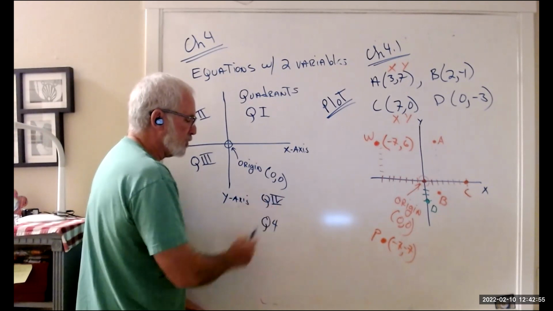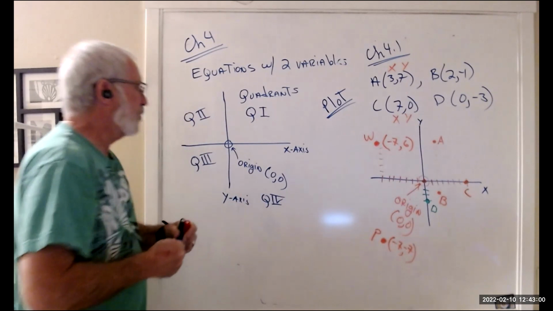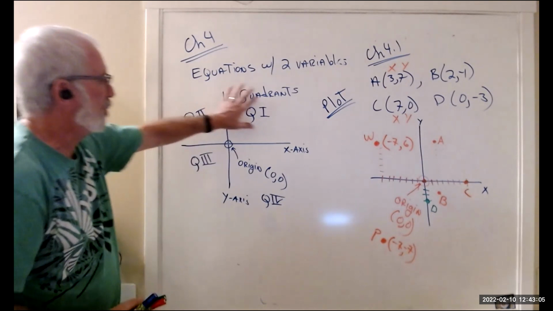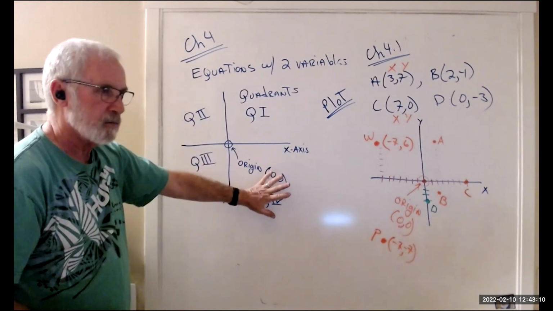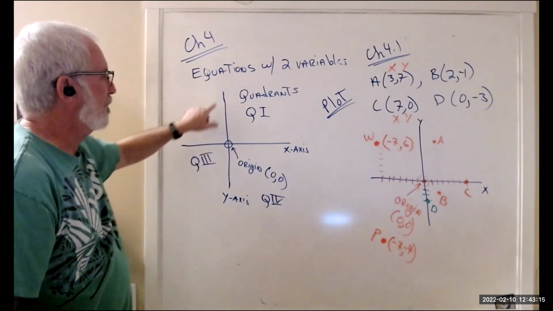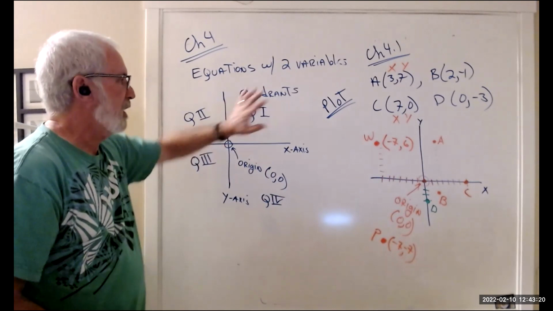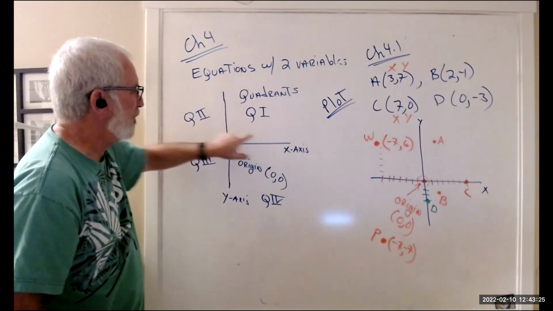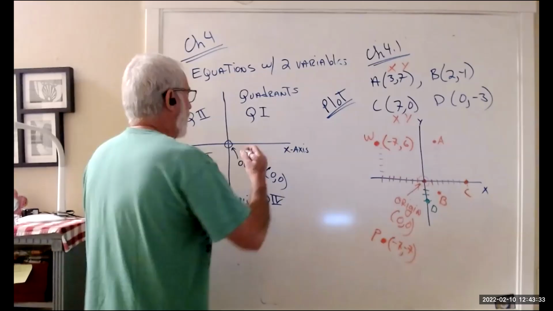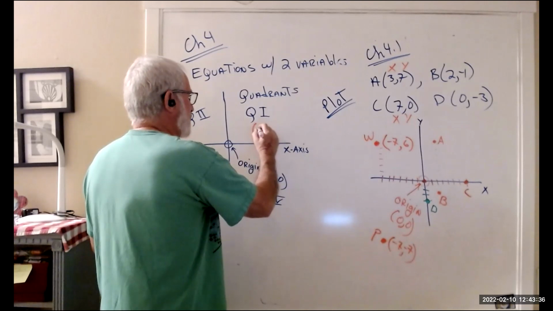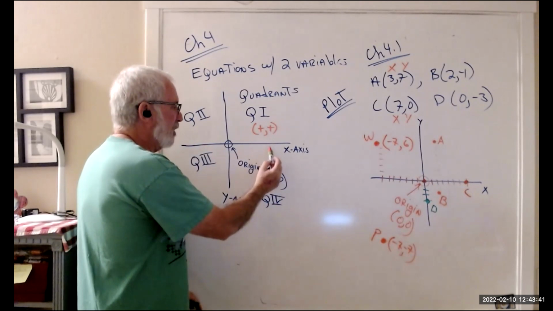For some reason in math, we use Roman numerals. So be careful. And there's one more feature that we want to talk about. These are called the quadrants. Quad means four. Quadrant, quadrant, quadrant, quadrant. What can you tell me about the sign of the ordered pairs in this quadrant? Sign meaning positive and negative. So if I want to get into this quadrant, what will my ordered pairs be? Positive, positive. You'll have a positive X, a positive Y.